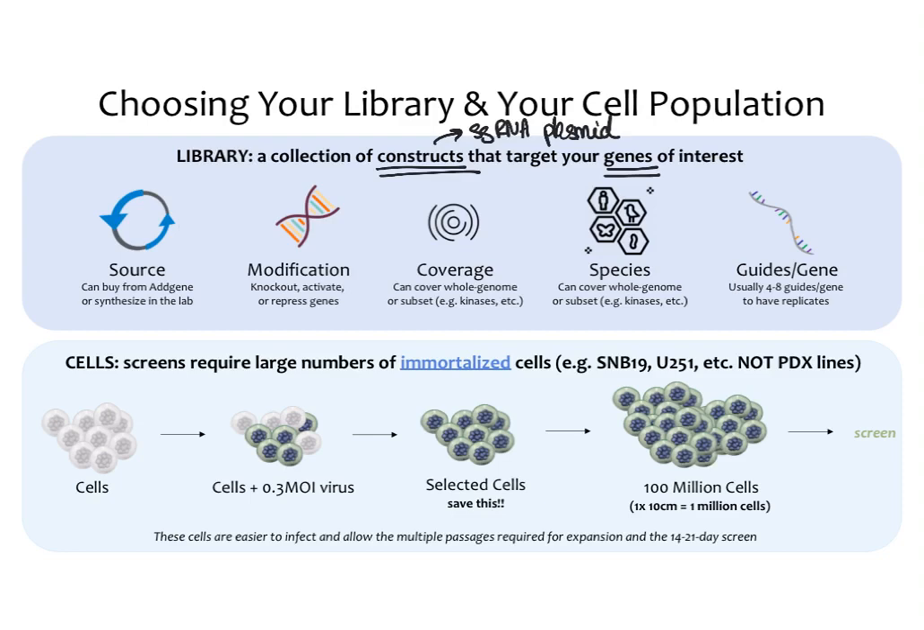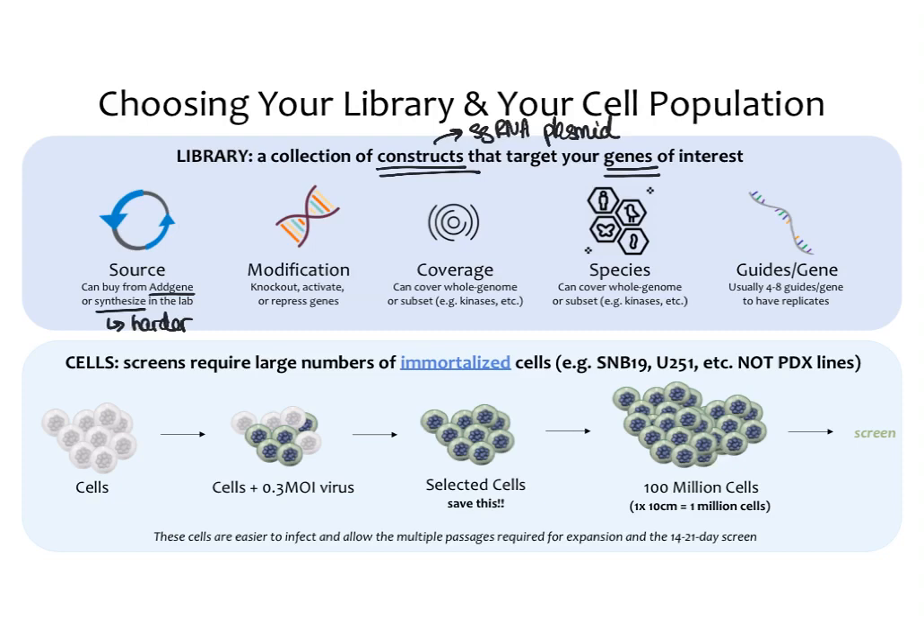So where do these come from? You can get them from Addgene. Addgene sells a few libraries that are very well validated. You can also make them in the lab yourself. This will be a little harder because it's less well validated, but sometimes if you want a specific subset, it's the way to go.